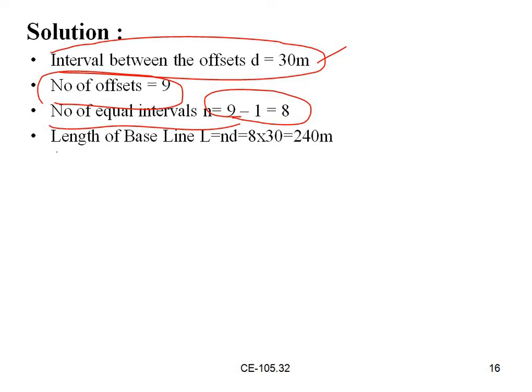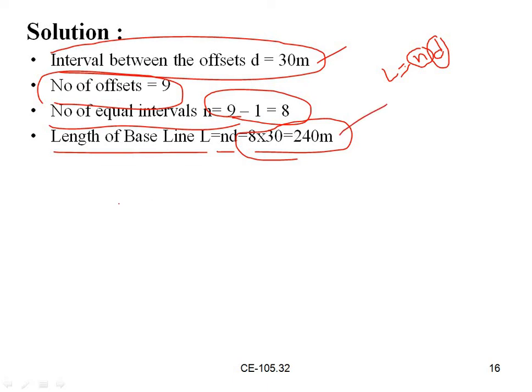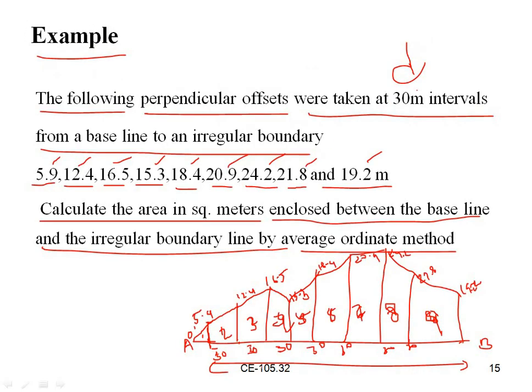Okay, so now the length of the baseline L is equal to n into d, that is 8 into 30, which is equal to 240 meters. We will get the length is 240 meters. So we are calculating the length as per the formula L is equal to n into d, where n is the number of equal intervals and d is the common distance between the offsets, 30. So 8 into 30, we will get 240 meters as the baseline. So this will be the 240 meters length up to here.